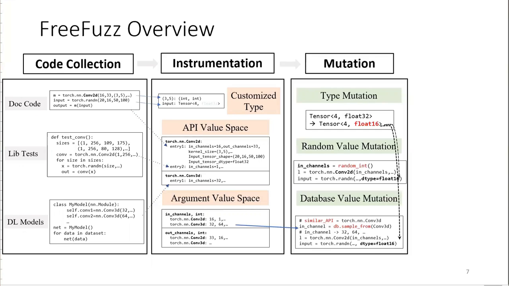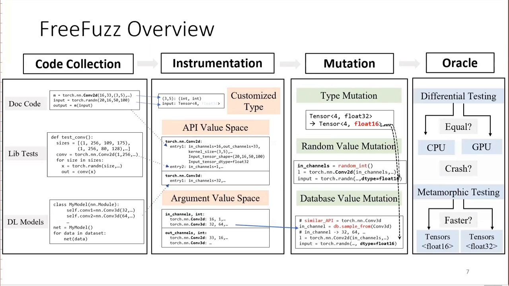The third stage is called mutation-based fuzzing. Basically, FreeFuzz effectively generates mutants for the test input used to invoke the targeted APIs based on the traced information collected in the second stage. The mutation strategies are composed of type mutation, random value mutation, and database value mutation.